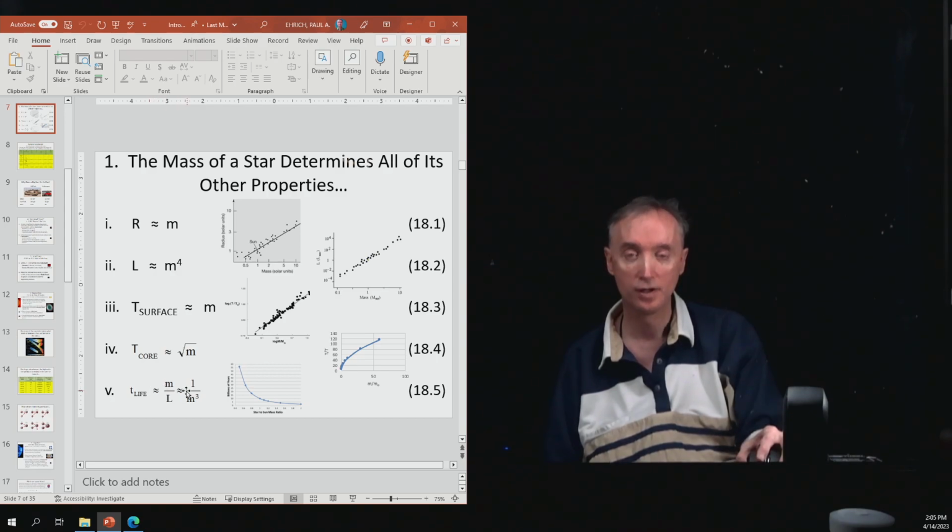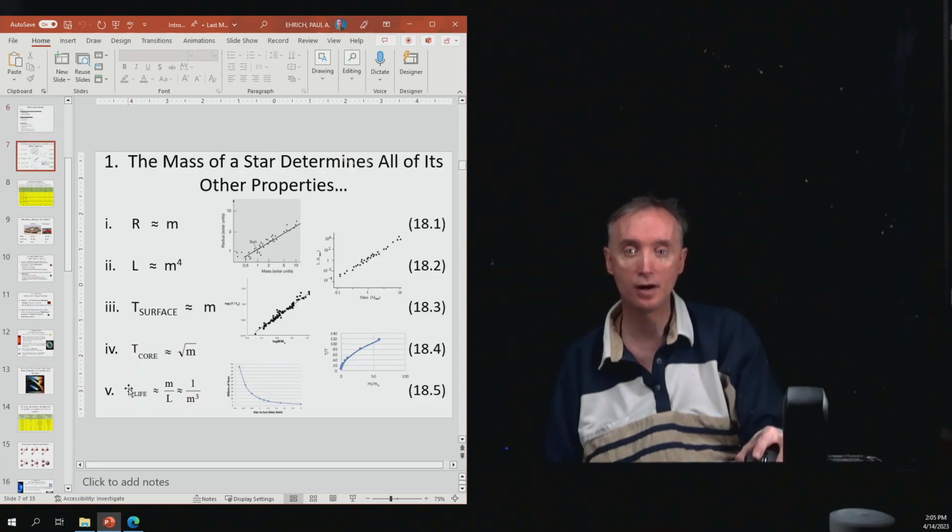You don't need to know the formulas, you don't need to know the graphs, but what you should notice is as the mass gets bigger, the star is bigger. As the mass gets bigger, the star is brighter. As the mass gets bigger, its temperature is higher. But this one down here at the bottom is a little bit strange. It says that as the mass gets bigger, the amount of time it takes to live is going to be less.